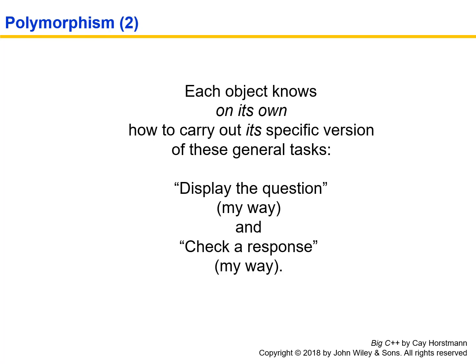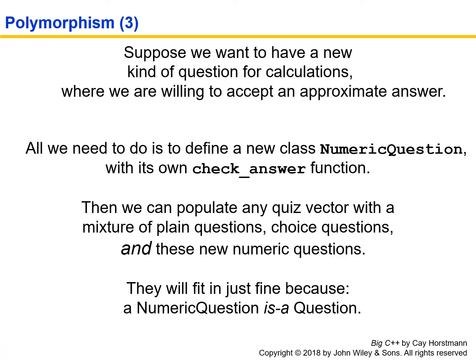Each object knows on its own how to carry out its own specific version of these general tasks. It knows how it wants to display its question. It knows how it wants to check its response. Because of this, it cuts a lot of if-else statements out of your code. You don't have to say, if I'm a numeric question, do this, or if I'm a choice question, do this, because the numeric question version of the function is only going to get called if it's a numeric question.